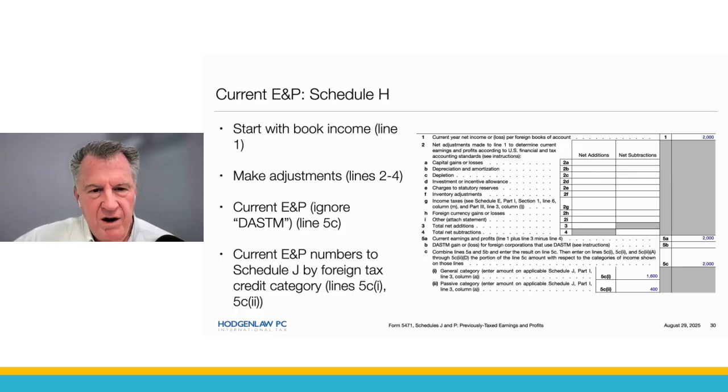And then you can see down below at 5C, little Roman numeral I and little Roman numeral II, the Schedule H asks you to break out the current earnings and profits by foreign tax credit category. General and passive is what they want. So we have general category income of 1,600, because that's 1,600 left over after Germany paid the tax, and 400 of untaxed interest income from the Cayman Islands.